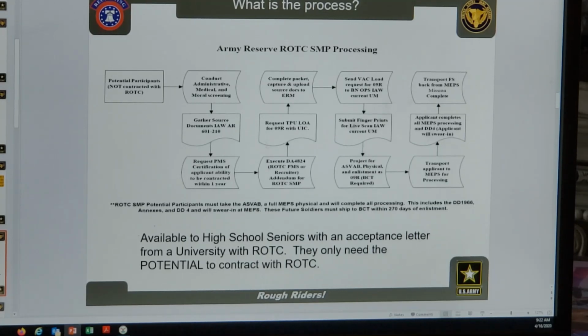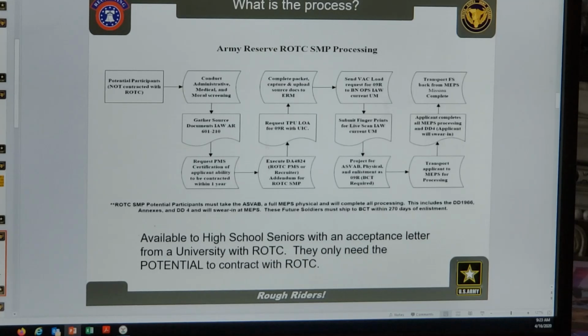Okay. All right. So transform the maps. Processing done. The potential participants will execute a DD Form 4 upon swear-in, and then take them back, transport them back to the unit, get them in process with the unit. Pretty straightforward. It's just about clarifying some of these steps. It's not as difficult. Don't be intimidated by what you're looking at. Not very difficult.